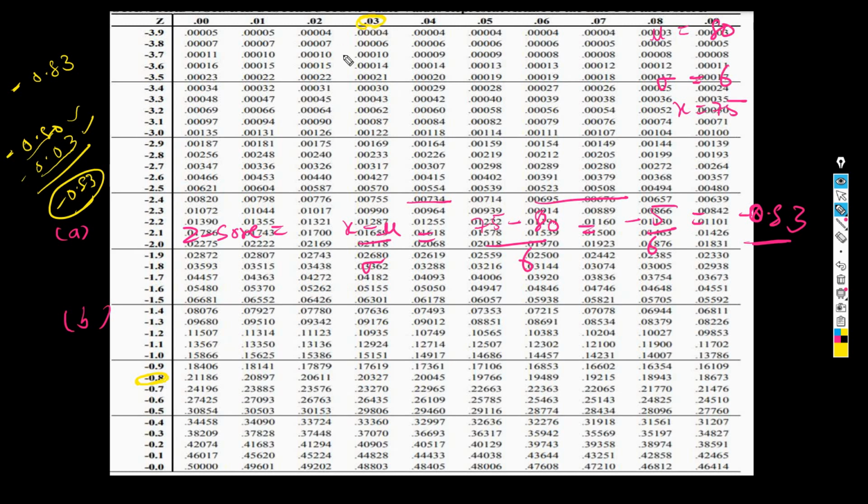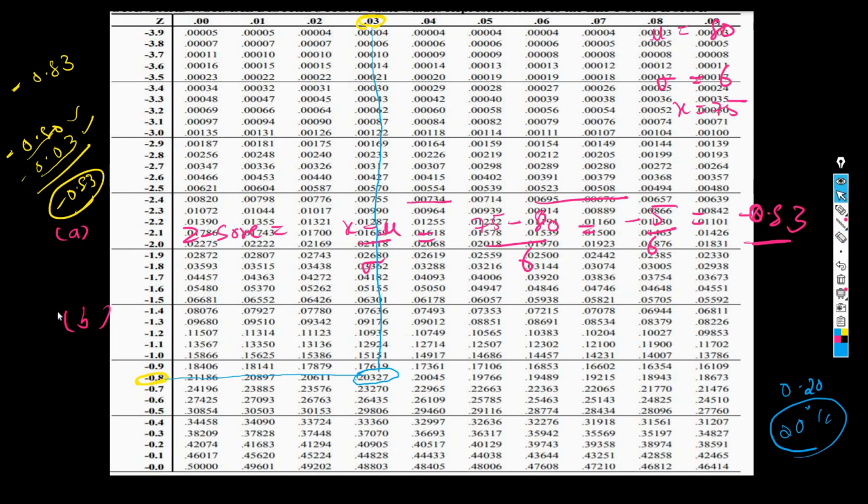Now try to find this value. Where is this value, right? Try to observe. You can see I have this value over there, and I got a probability of around 0.20, or you can say 20%. Remember one thing, it is not minus, it is 0.20.